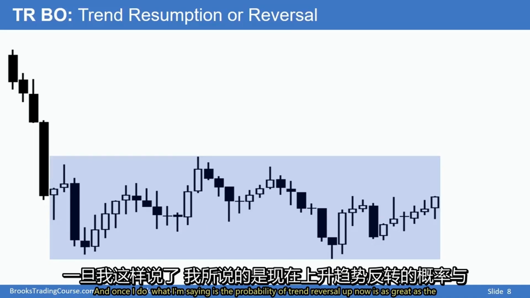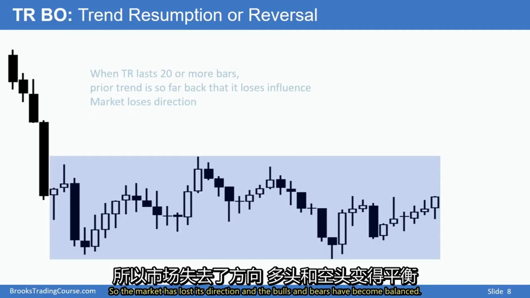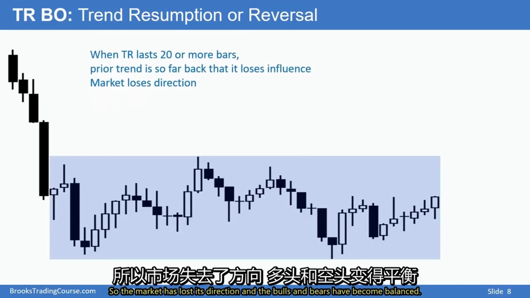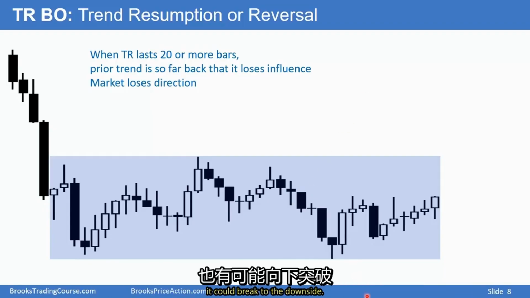And once I do, what I'm saying is the probability of trend reversal up now is as great as the probability of trend resumption down. So the market has lost its direction and the bulls and bears have become balanced. So the market's in breakout mode, which means it can break to the upside. Same probability, it could break to the downside.